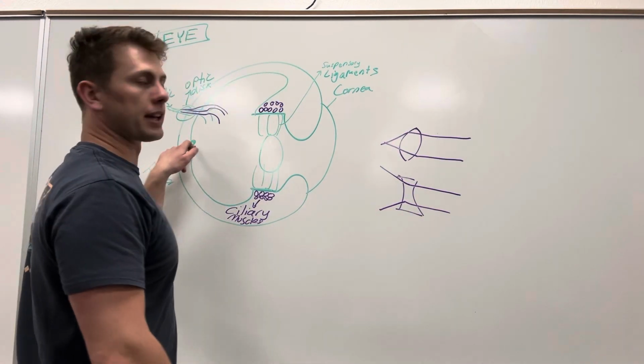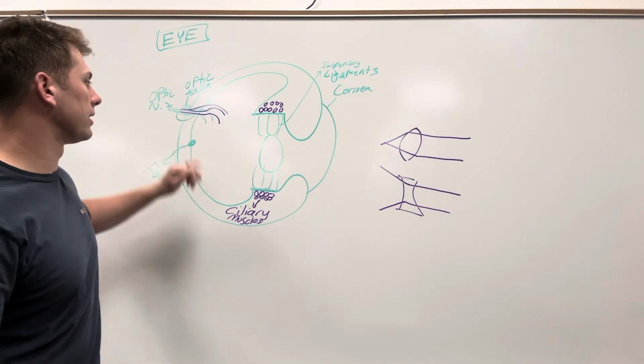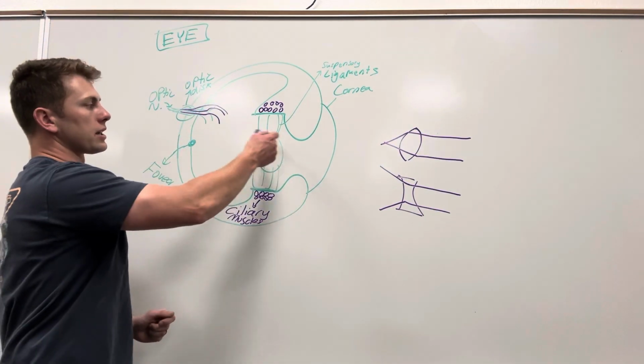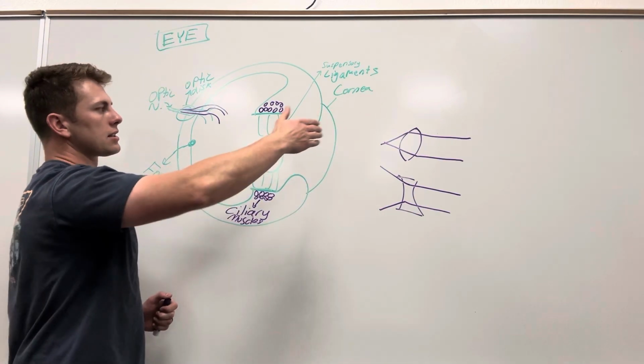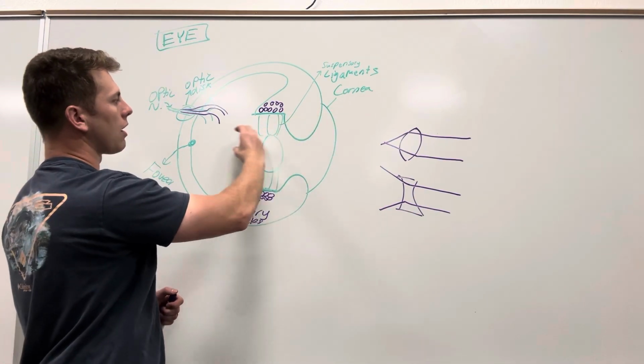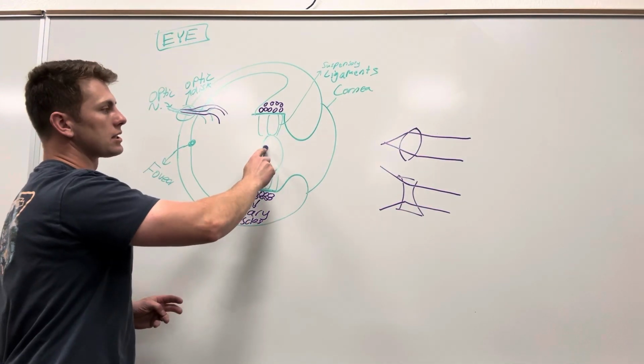This fovea, like I said, is where the light needs to hit. Exactly. And so this is a convex lens, but distances will affect how much the light is bent. And so this needs to be able to adjust.